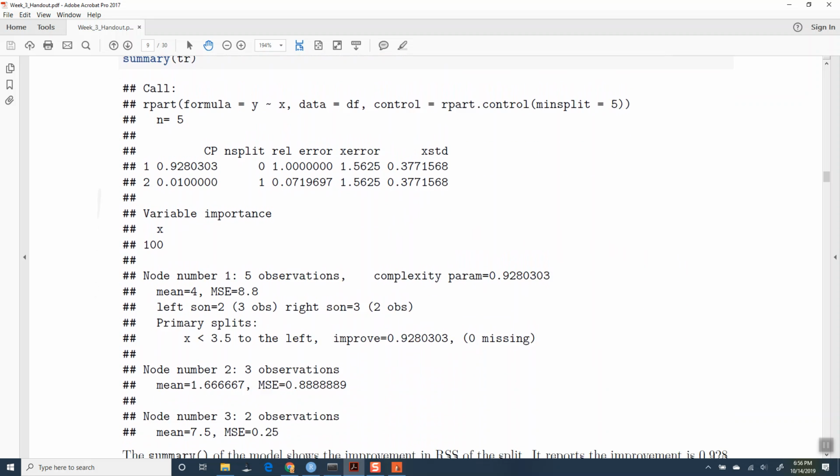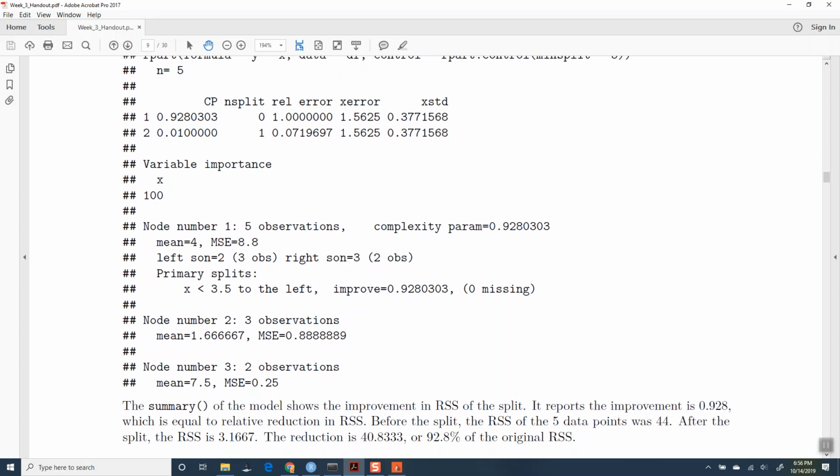It figures out some other stuff here. So let's look at this thing here. Node number 1 started off with 5 observations, and it says the complexity parameter is 0.928. Here it says the mean is 4. So again, that would be the value it predicts, the value it predicts for all 5 observations is 4, and the total RSS was 44.